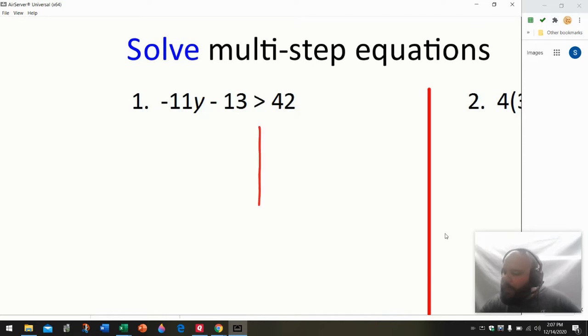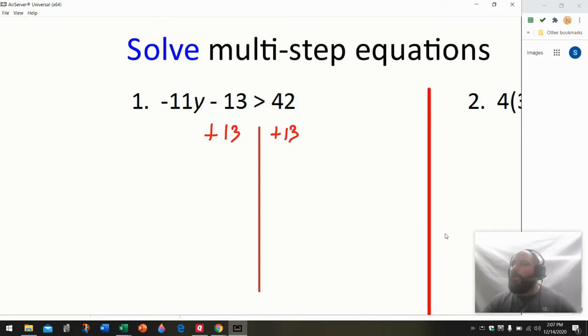And so looking at my inequality, the first thing I'm going to do is draw my line, and then I'm going to identify what my variable is. In this case, the variable is y, and I'm going to see what is happening to that y. So there's a couple things happening. That y is being multiplied by negative 11. It is also being subtracted by 13. And so we need to undo both of those things. We need to undo that multiplication of negative 11, and we need to undo the subtraction of 13. And the way that we're going to do that first is we're going to add 13 to both sides. So we're going to add 13 here, and then we're going to add 13 here.